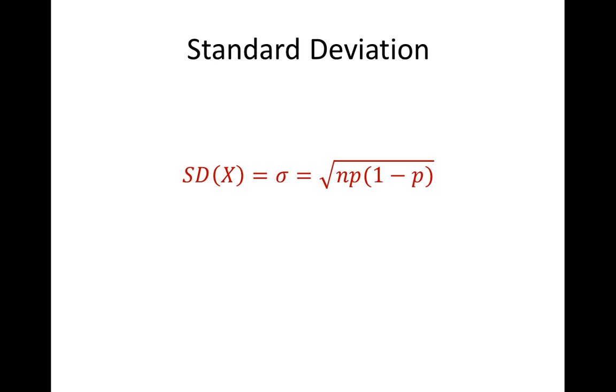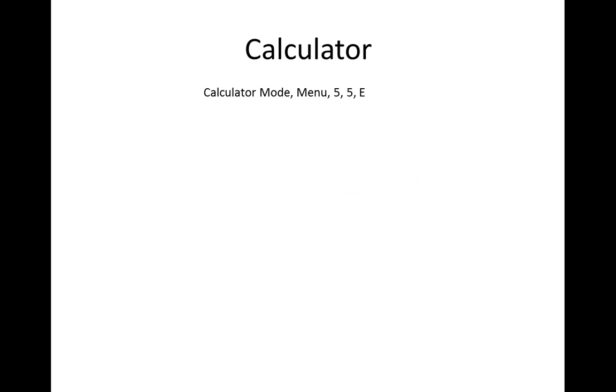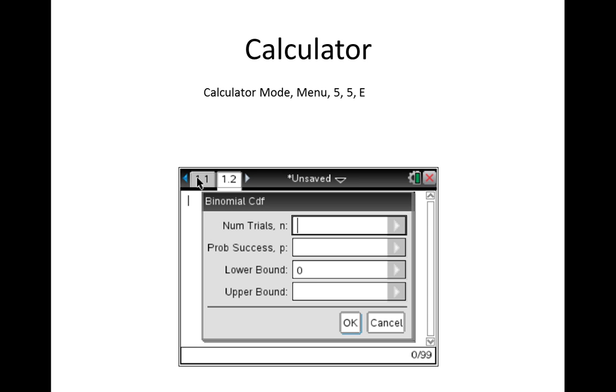The standard deviation is simply the square root of the variance, and for binomial distributions it's the square root of NP times 1 minus P. On the calculator, if we go to 55E and fill out this dialog box, we can calculate binomial probabilities.